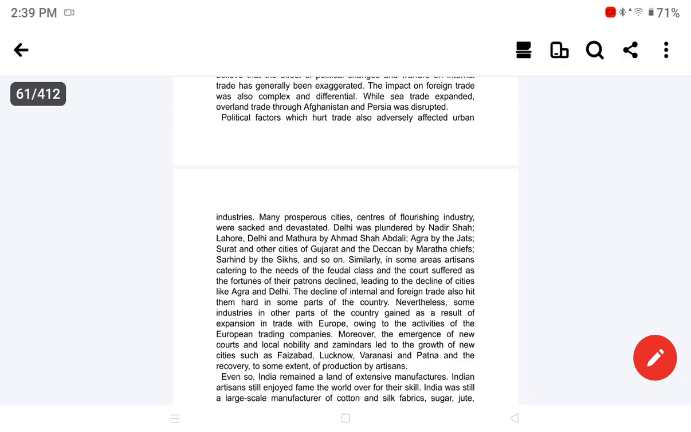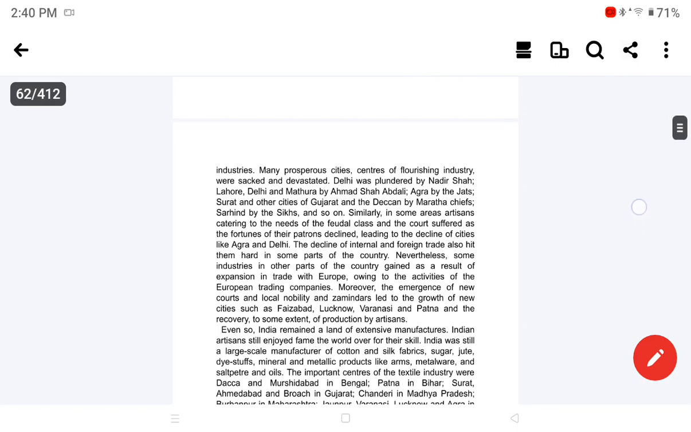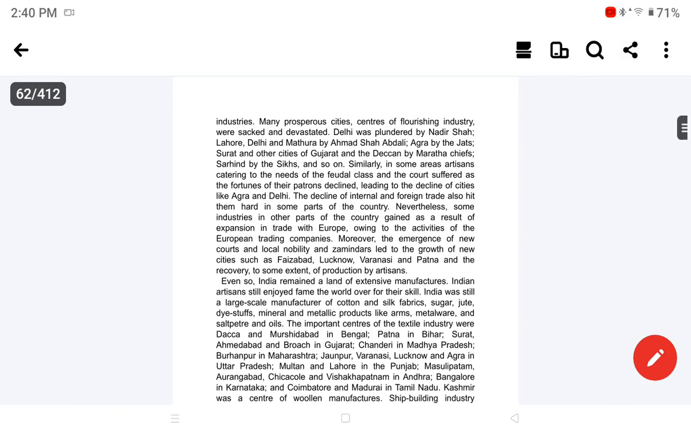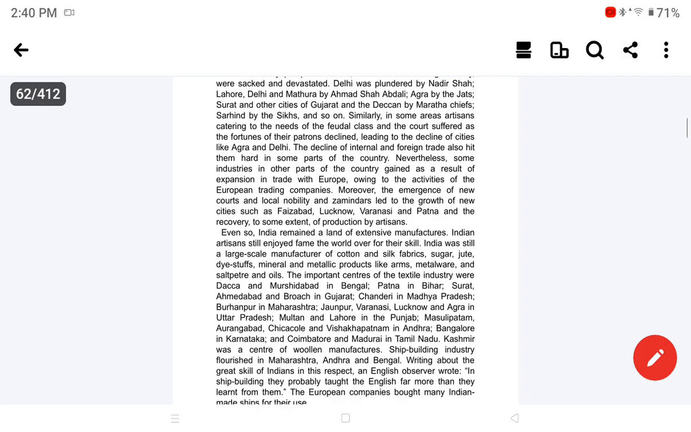the fortunes of their patrons declined, leading to the decline of cities like Agra and Delhi. The decline of internal and foreign trade also hit them hard in some part of the country. Nevertheless, some industries in other parts of the country gained as a result of expansion in trade with Europe, owing to the activities of the European trading companies. Moreover, the emergence of new court and local nobility and zamindars led to the growth of new cities such as Faizabad, Lucknow, Varanasi, and Patna, and the recovery to some extent of production by artisans.